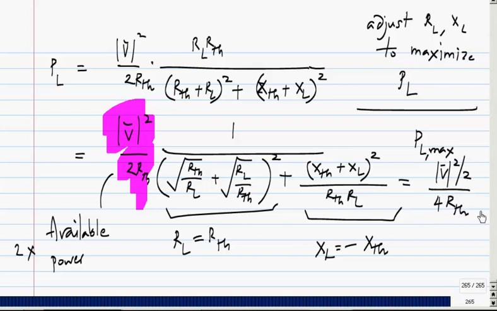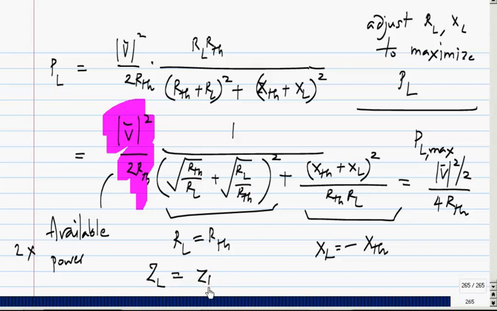Okay. First of all, this absolute value V square by 2, that comes because it's a sine wave. Okay. So earlier, what was the available power? The DC square divided by 4 times RTH, right? So now also it is the same, except that DC squared is replaced by this peak square divided by 2. Okay. So this, what does it mean in terms of ZL? What should be ZL in relation to ZTH?